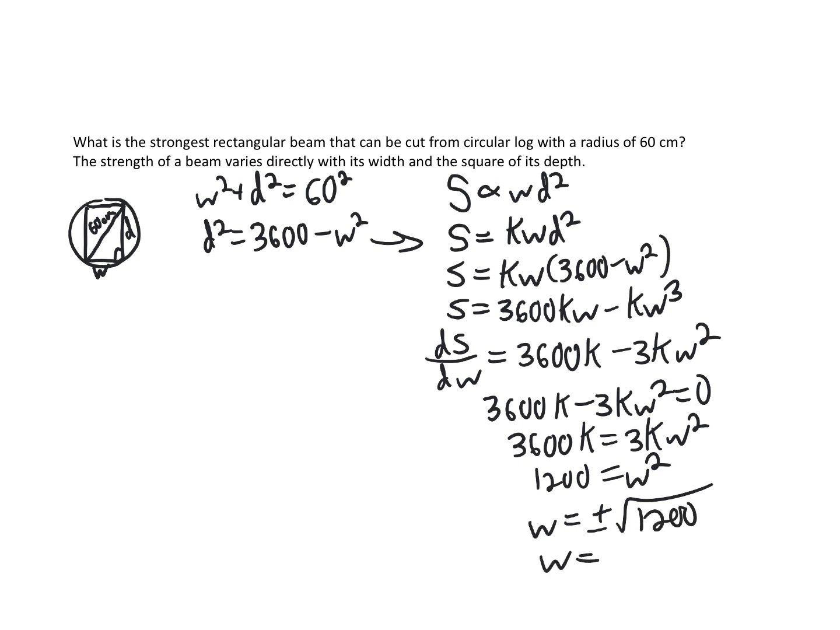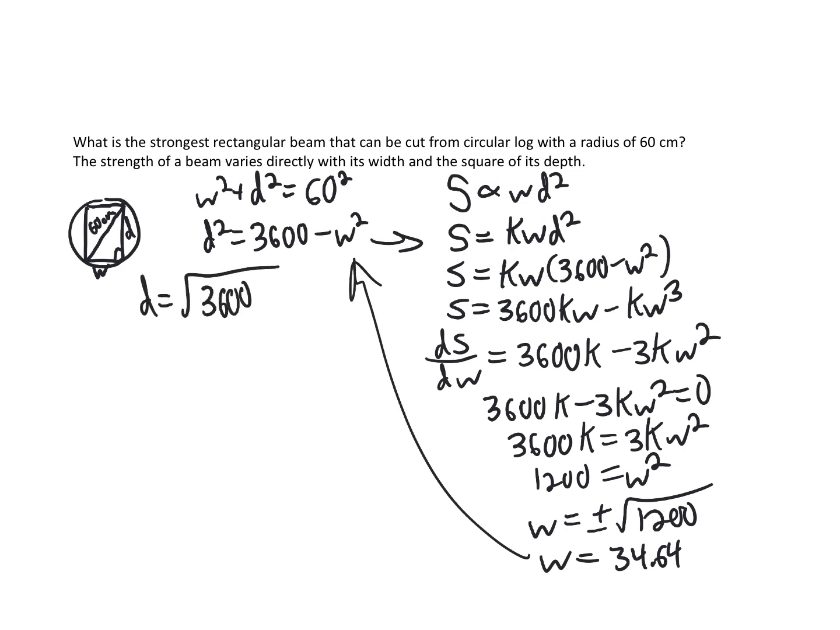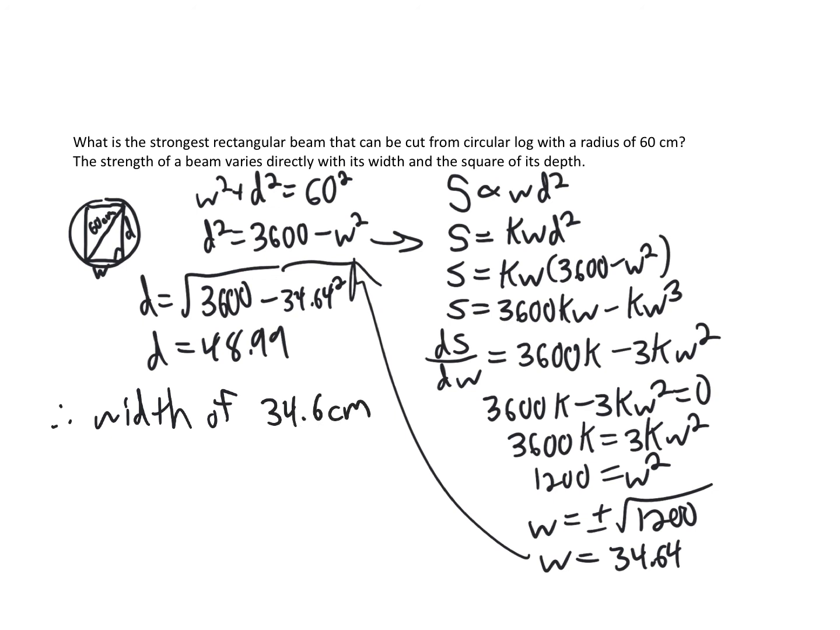It's a length. So w is 34.64, at which point we can go up here and we can solve for d using the square root of 3600 minus w squared. And we are going to get approximately 48.99. So therefore, we need a width of 34.6 centimeters and a depth of 49.0 centimeters.